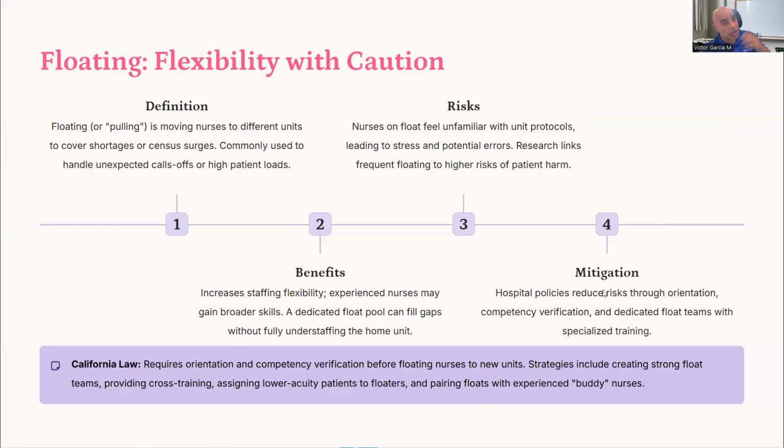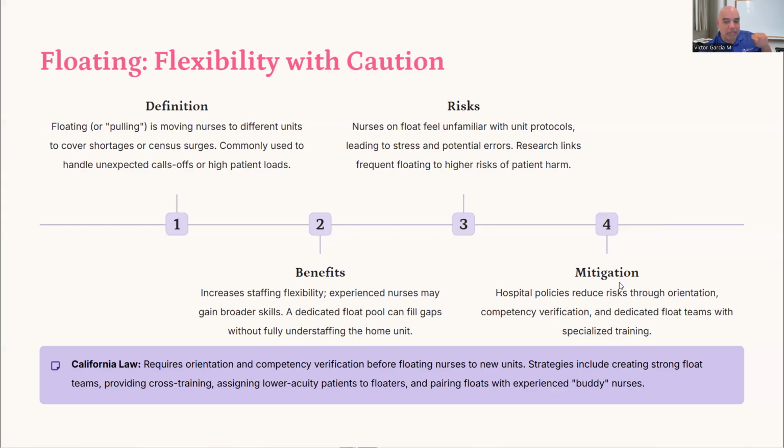What are the pros and cons of floating? Floating can sometimes be beneficial because it helps to redistribute staffing resources and can expand a nurse's skill set. However, challenges include stress, unfamiliar workflows, and an increase in errors. The risk of errors is higher. Ensuring nurses feel supported is key to minimizing the negative effects.